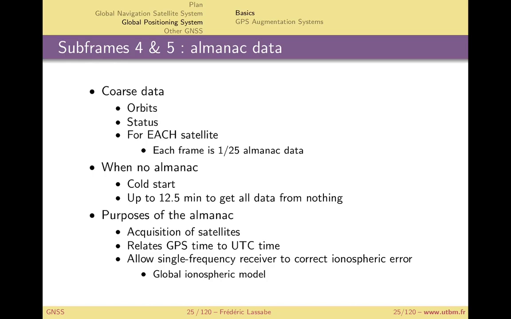The purpose of the almanac is to acquire the satellites, to relate the GPS time to the UTC time, and to allow a single frequency receiver to correct some ionospheric error with a global ionospheric model. The ionosphere is one of the high atmosphere layers which impact the wave propagation.